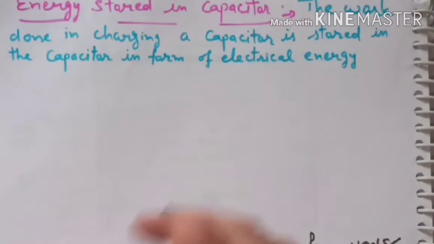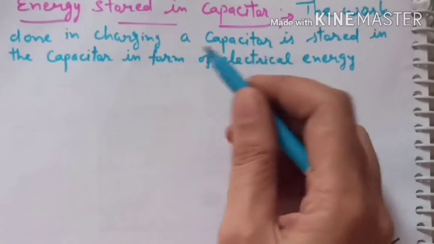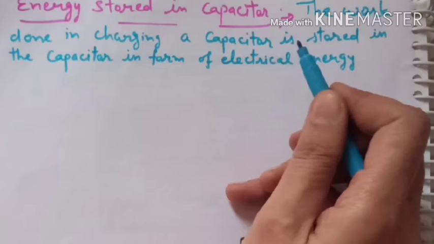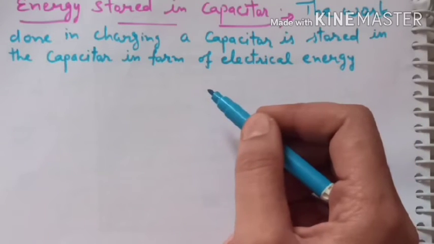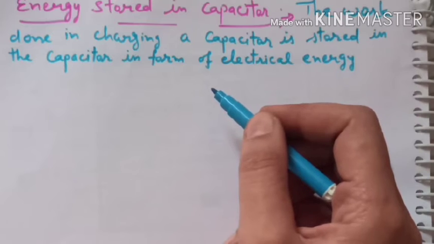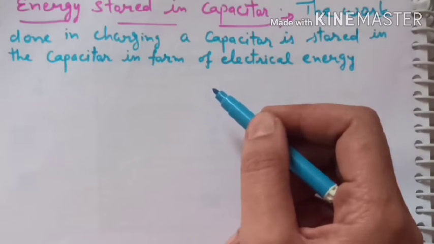Hello everyone, the topic is energy stored in a capacitor. The work done in charging a capacitor is stored in the capacitor in the form of electrical energy. So we consider a capacitor having capacity C and having zero charge initially. Let it be charged by connecting it to a battery.